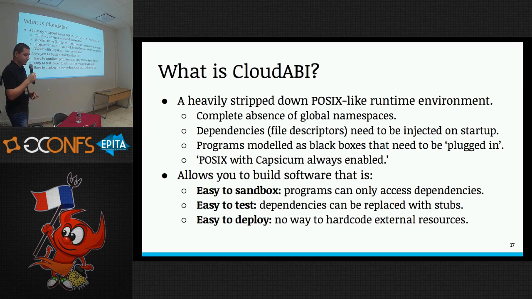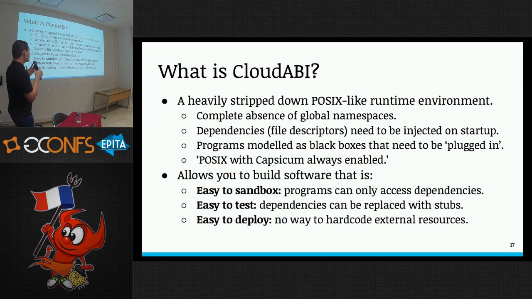So these programs can be really tightly sandboxed. They can also easily be tested because the nice thing is they don't try to open arbitrary paths on disk. You really have to feed them files and directories that they can use. So if you want to instantiate CloudABI programs multiple times, well, it's pretty easy. Just inject different kinds of resources and you can be quite certain that those programs won't conflict in any way.